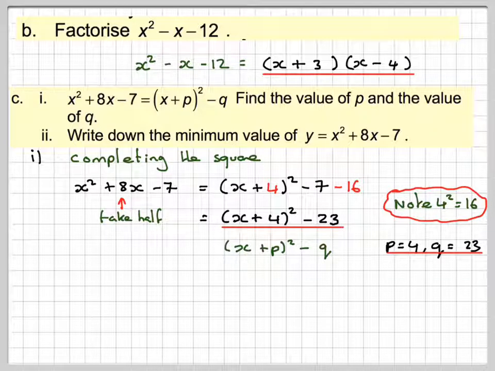So just be careful of that. You have to write down the value of p and q. So p will be 4 and q is plus 23 because it says minus q in the required format.